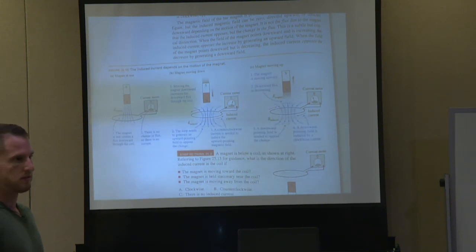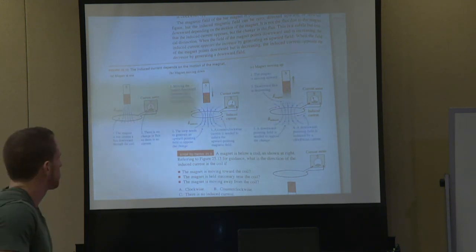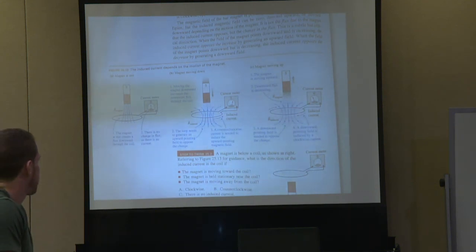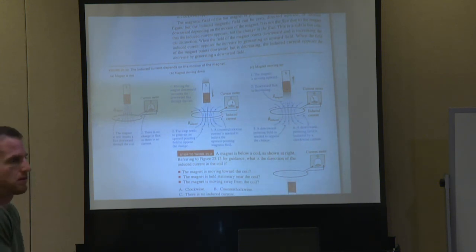If that makes sense. If we flip them around, where south is going in, it would be going counterclockwise. With the south pole facing the coil, it would be going counterclockwise. If it's going in the same direction and you flip the magnet around, you flip the current: clockwise becomes counterclockwise. Yeah.